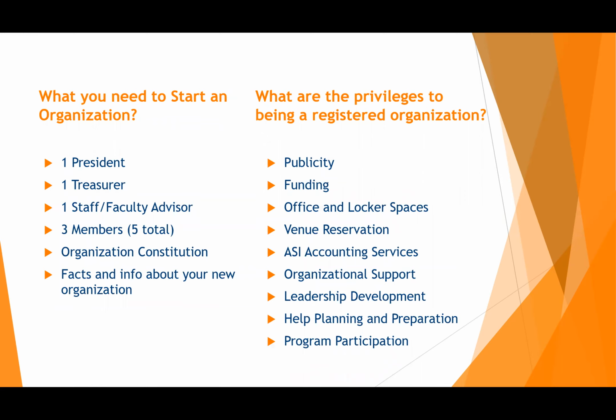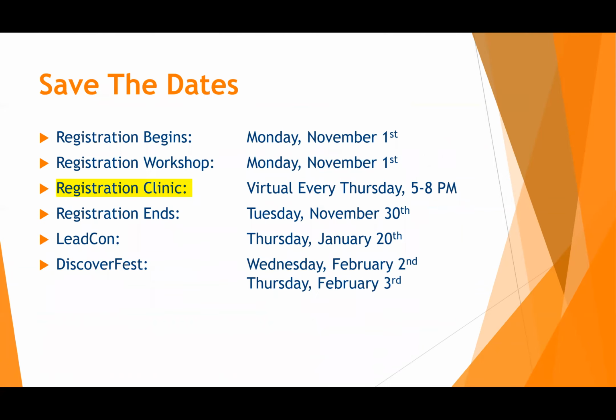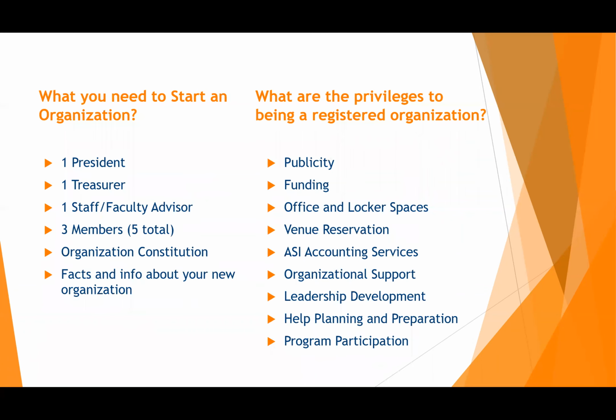So what do you need in order to start an organization? Essentially one president, one treasurer, one staff member or faculty advisor, and also 3 general members, so essentially 5 members in general. Again, one president, one treasurer, and 3 general members. Also, you need to fill out the organization constitution. We do have the organization constitution listed on Titan Link, so there is a link available. And also what you need are facts and info about your new organization.